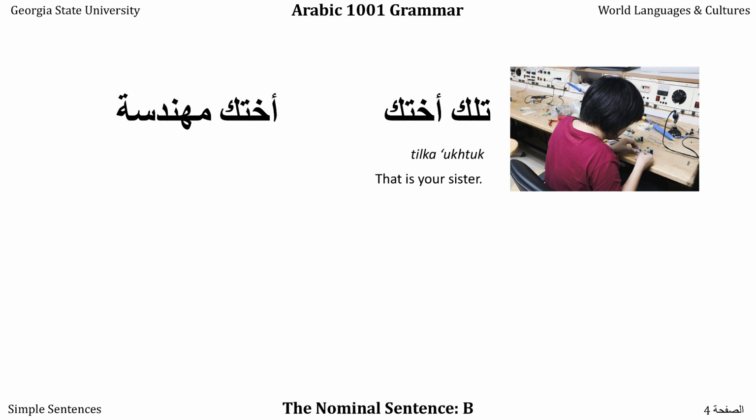Now we can put ukhtuk into a sentence. Let's make it the mubtada or subject of the sentence. Ukhtuk muhandasa. Ukhtuk is definite because it has the possessive suffix. Muhandasa is indefinite, so we know this is a sentence. Your sister is an engineer. It's tricky because ukhtuk doesn't look definite because it doesn't have alif lam, but it is definite because it has the possessive pronoun suffix. So something you're going to have to learn is to recognize words that you already know when they have possessive suffixes on them and look a little different.